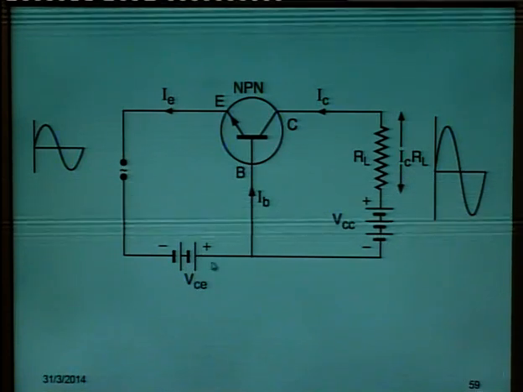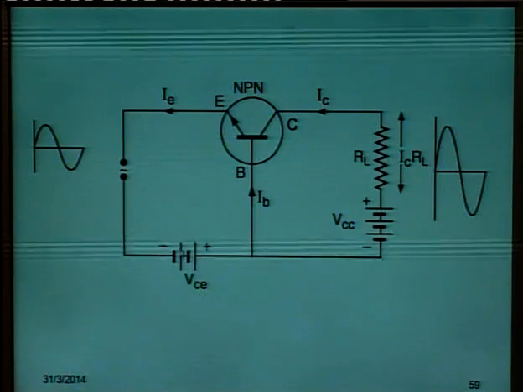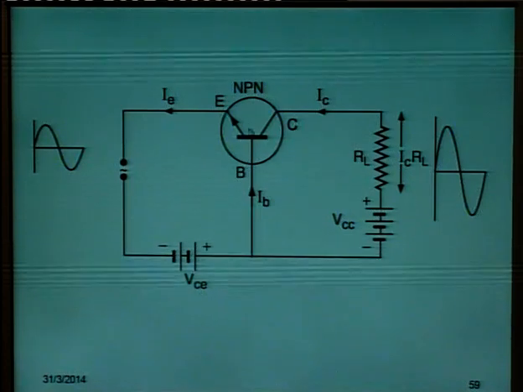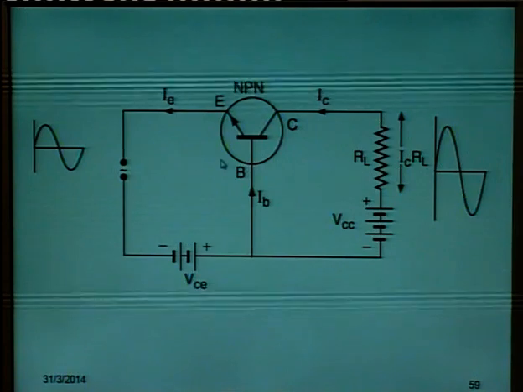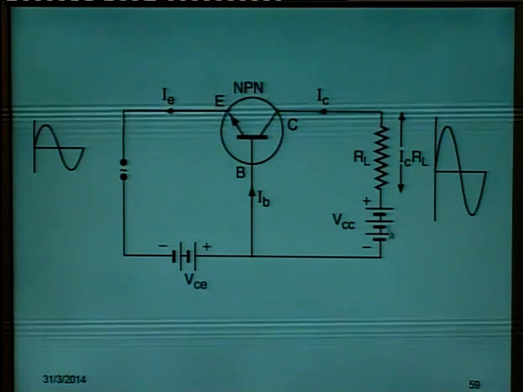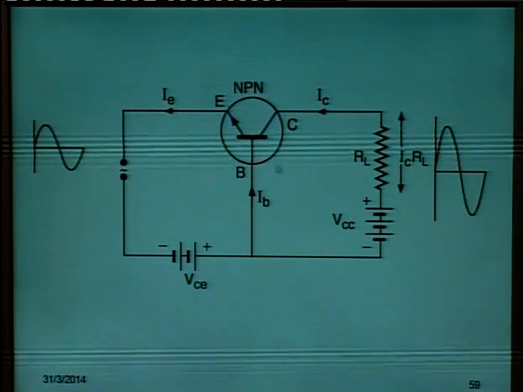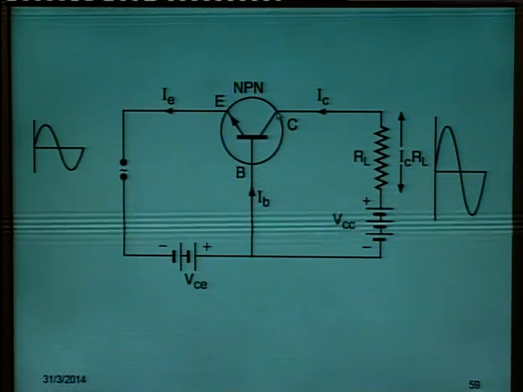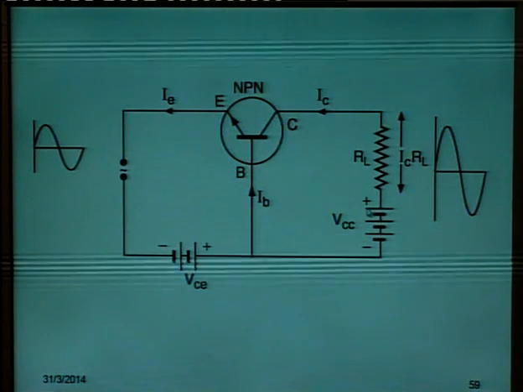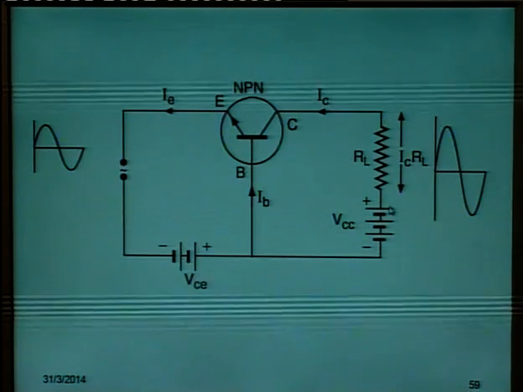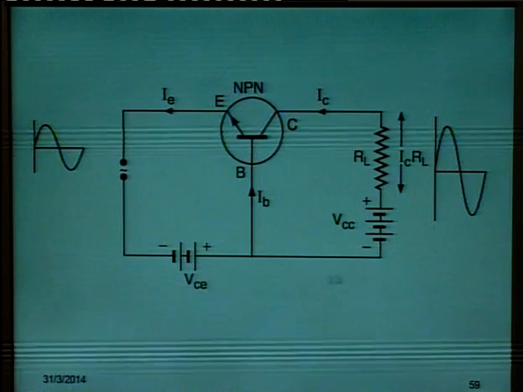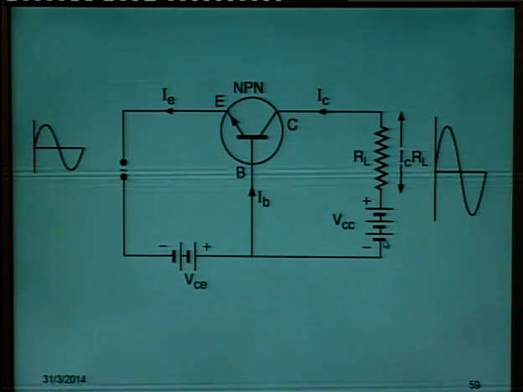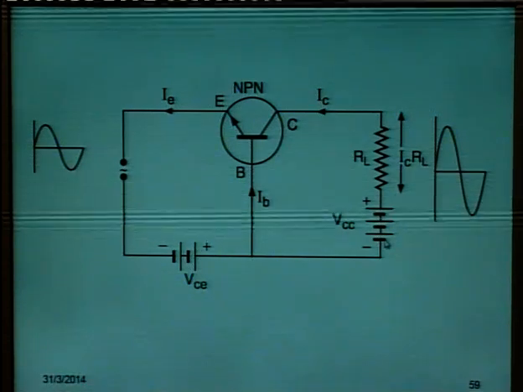Base is P type, so it has been connected to the positive of the battery. So positive battery terminal to the P type, negative battery terminal to the N type, this means this is forward biasing. In the case of the collector base junction, it is reverse biased. Reverse bias means to the N type we attach the positive of the battery and to the P type we attach the negative of the battery, the opposite.